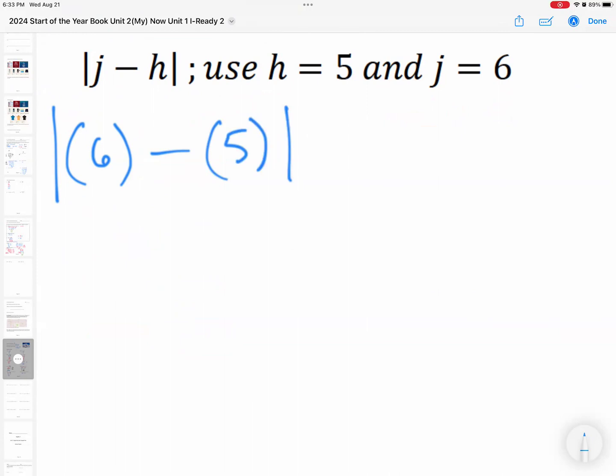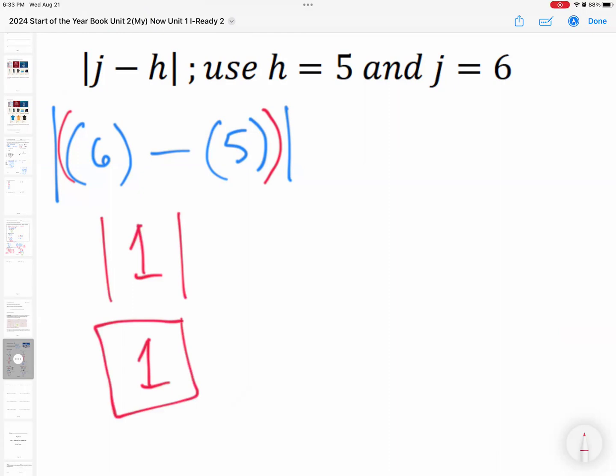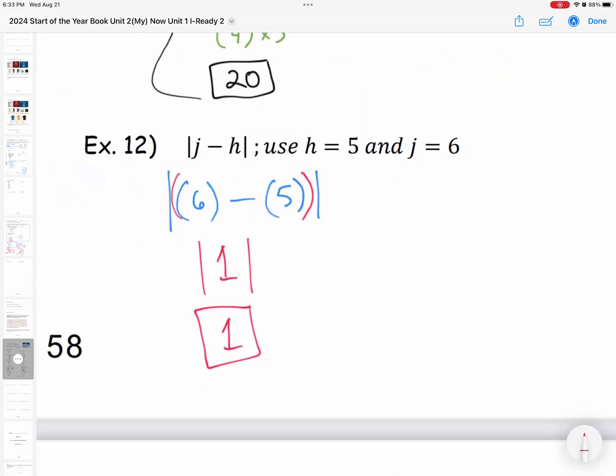Now, again, seeing that the absolute value is kind of like one big grouping going on, the absolute value of 6 minus 5, we just end up with 1. And then the absolute value of 1 is 1. So you should just get 1 in the end for example 12.